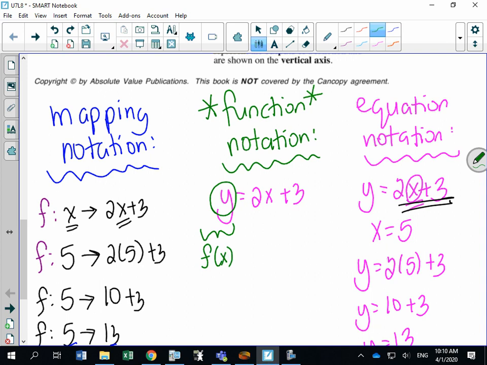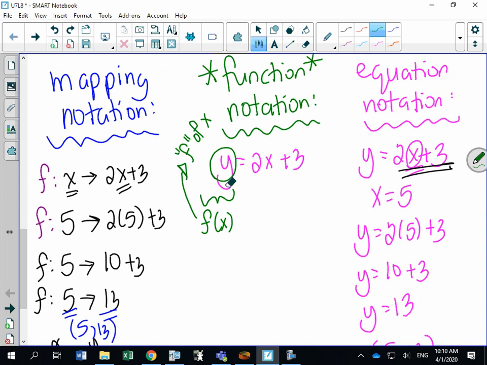How do I say this? I say f of x. So that's how I would read this, f of x. So my y gets taken out and f of x goes in, and that is equal to 2x plus 3. So a few things about this notation. This tells your reader that it's a function, right? So we're dealing with functions.